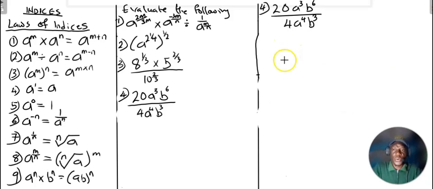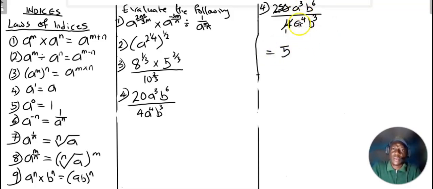For question number 4, which is the last question we have here, we have 20a raised to the power 3 times b times b raised to the power 6, all over 4a raised to the power 4 and b raised to the power 3. First thing we are going to do here, we divide 20 by 4. So 4 in 4 will give us 1, 4 in 20 will give us 5. In this case, this is equal to 5.